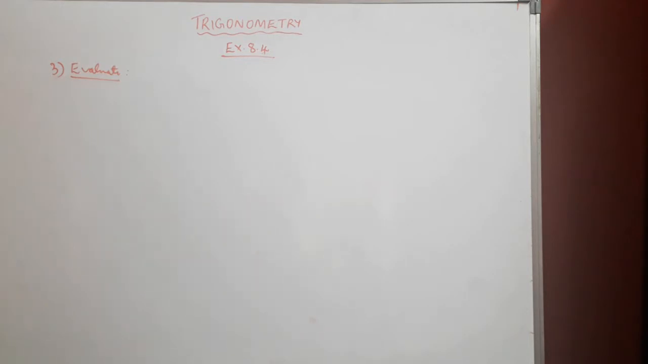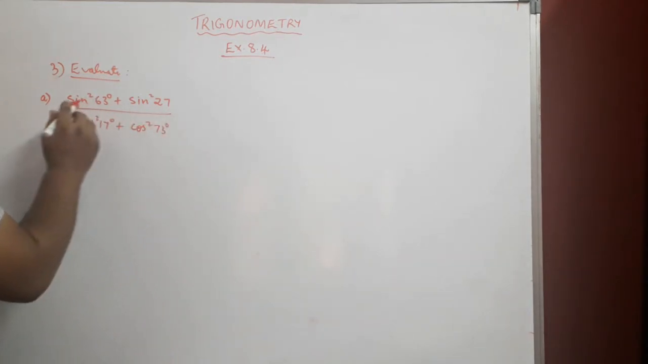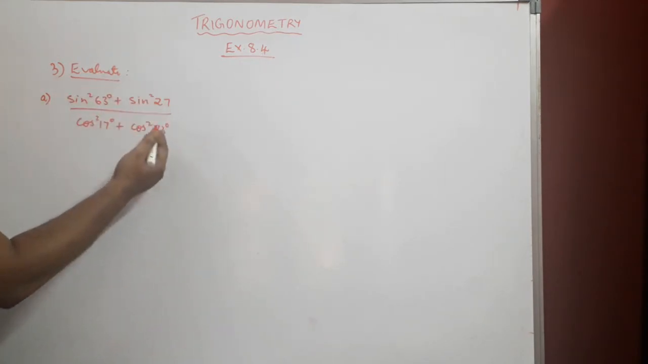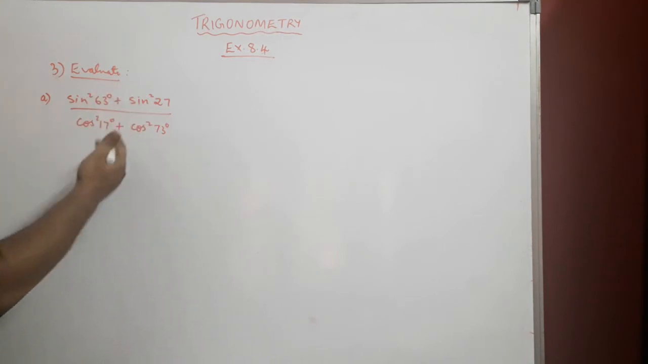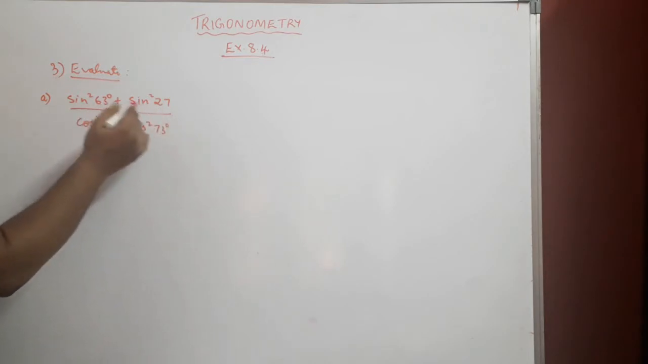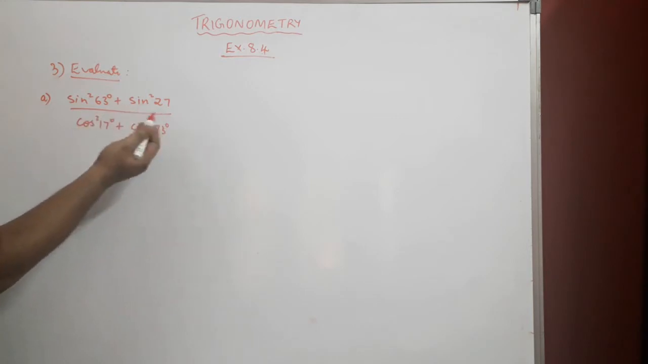The first problem is (sin square 63 degrees plus sin square 27 degrees) whole thing upon (cos square 17 degrees plus cos square 73 degrees). Now if you have a look at these two, we have to try to solve it in such a way that things cancel out and we get a very simplified answer. Now if we have a look at this, we can say 63 plus 27 gives us 90, but will that achieve something? Maybe, maybe not.